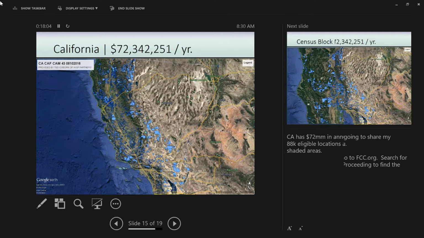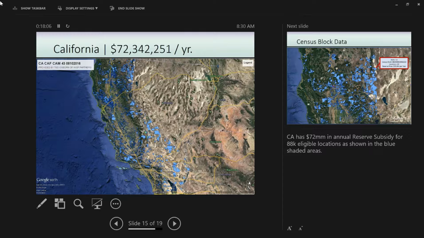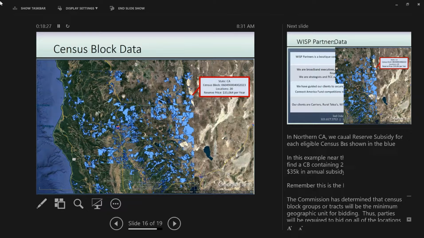In wrapping up, here is another state map, the state of California. It has $72 million in annual reserve, and it's about 88,000 locations that are available in California. As we drill down to just the upper third of the state, we can look at an individual census block to discover that in this particular case, right on the Nevada border, there are 20 locations with a reserve price of $35,000 per year.